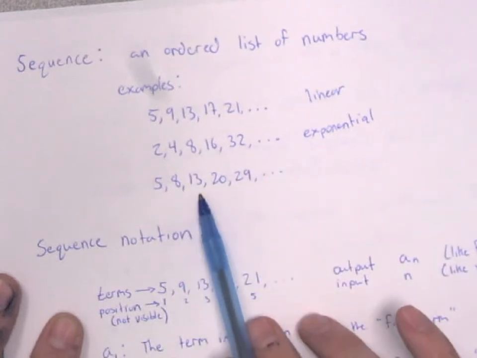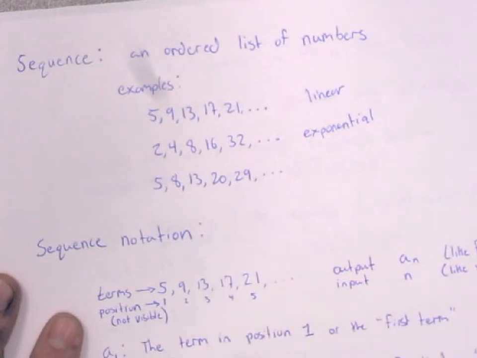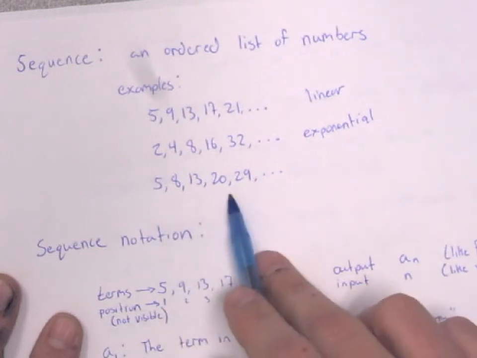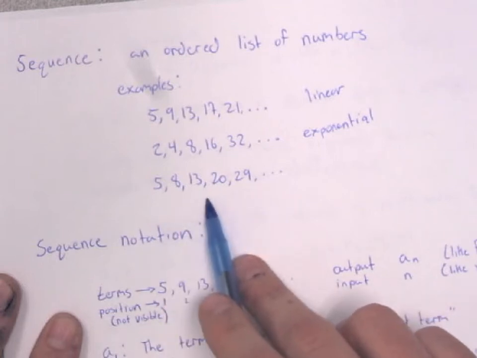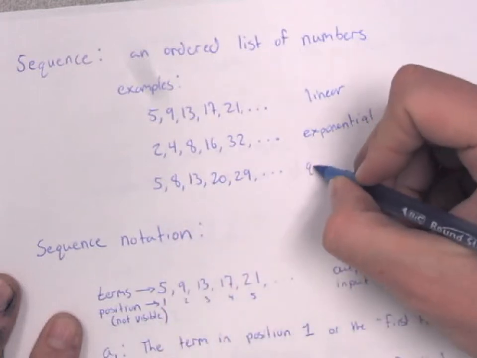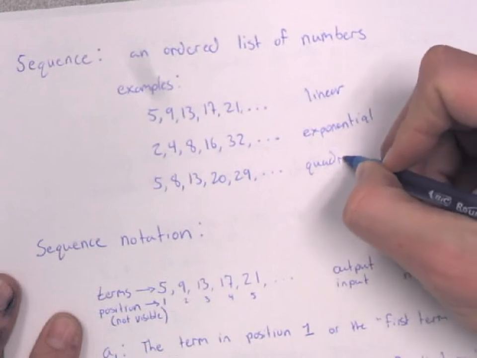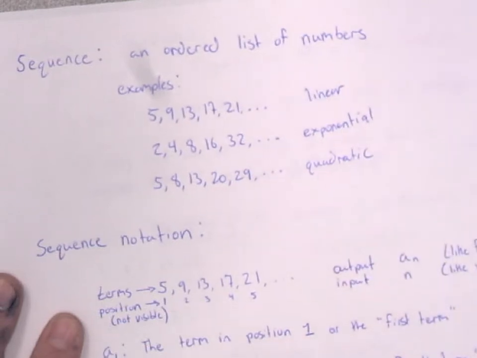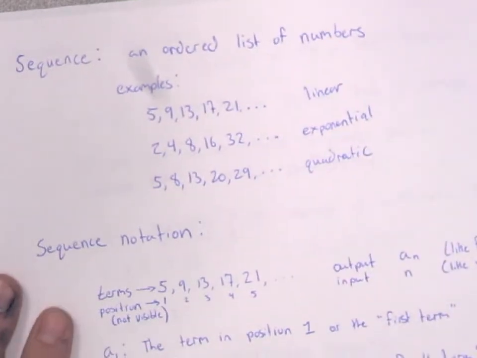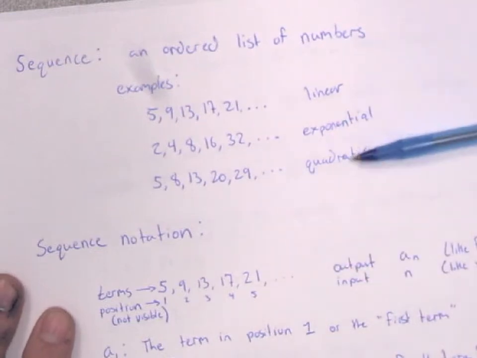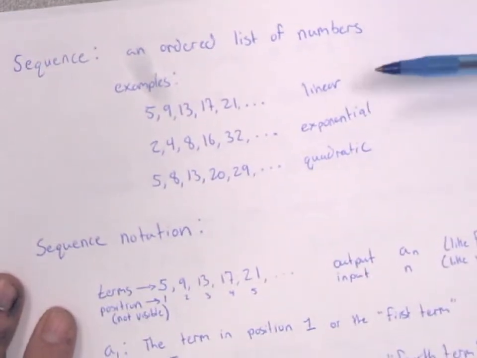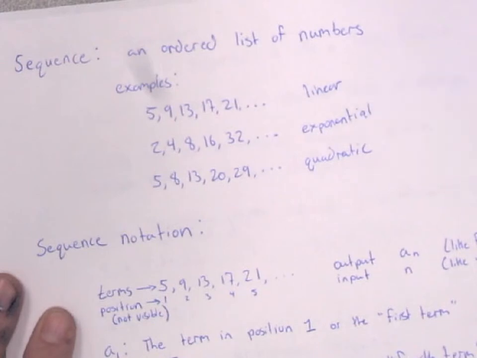Okay, this one has a squared in it, and if you remember the formula that we came up with for this one, it was n squared plus 4. And this is part of the quadratic family. Last week we talked about function families. And sequences have a lot to do with functions. They're kind of related. And so we can put these in a family for the kind of pattern: linear pattern, exponential pattern, quadratic pattern. Okay, so that's a sequence.